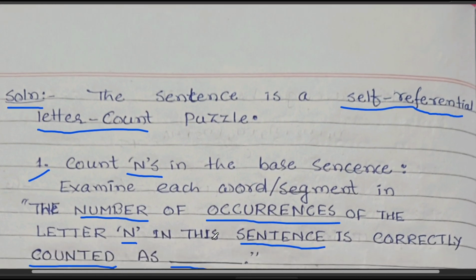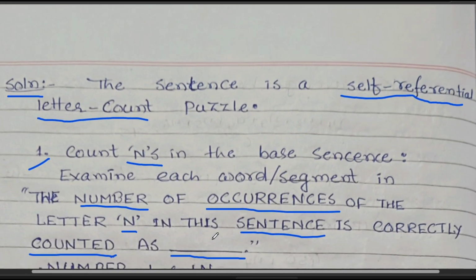The sentence is a self-referential letter count puzzle, because the sentence they have given describes itself. First, what will we do? Firstly we will count N in the base sentence, examining each word. The number of occurrences of the letter N in this sentence is correctly counted. How many letter N's are there in this sentence?